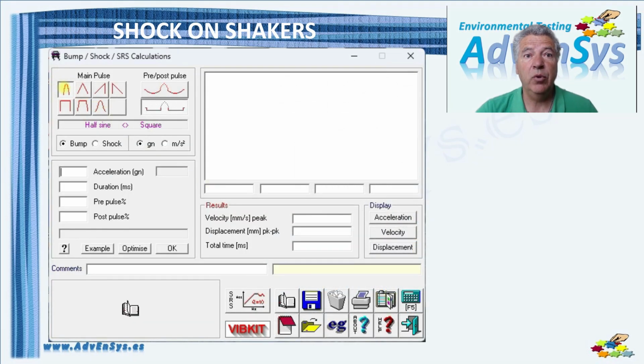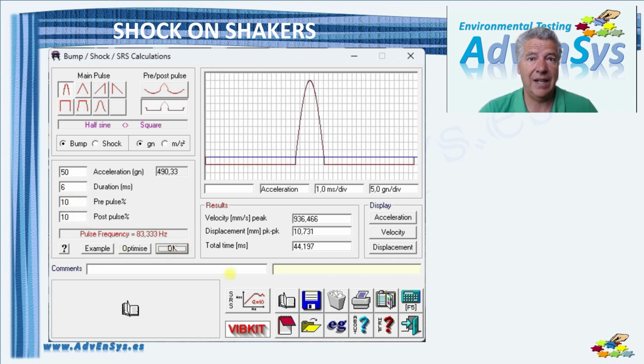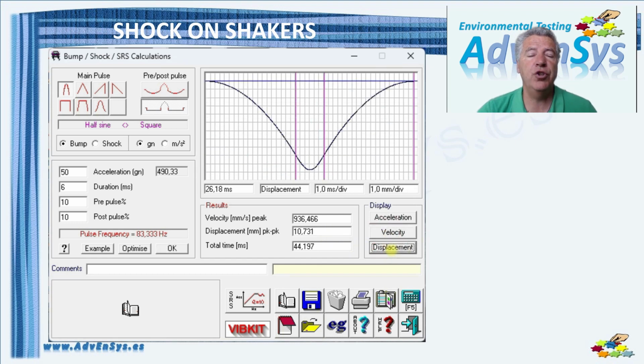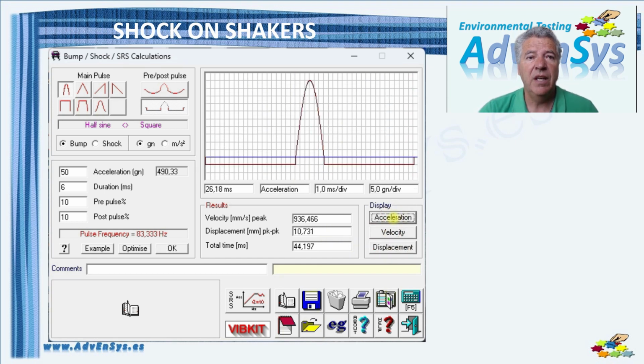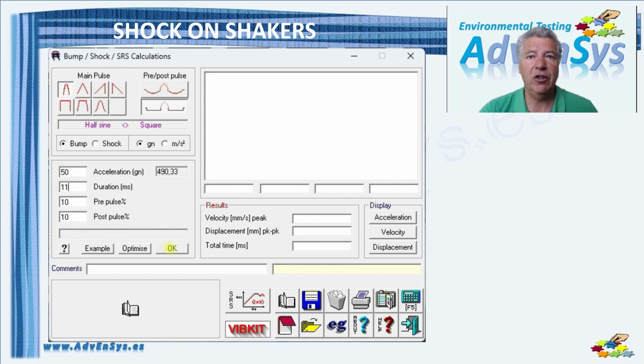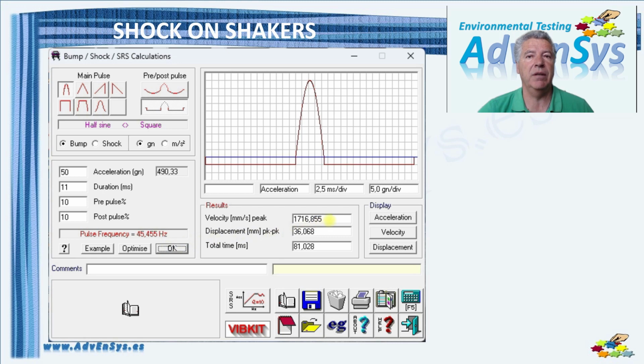Let's consider a half-sine pulse with rectangular pre- and post-pulse. We start with an amplitude of 50 Gs, 6 millisecond duration, and a typical 10% pre- and post-pulse. The shape of the resultant pulse is as we expected, and the values of both velocity, close to 1 meter per second, and displacement, 11 millimeters peak to peak, are well within usual shaker limits. Now let's extend the duration to 11 milliseconds. Both velocity and displacement increase significantly, but still within normal shaker performance.